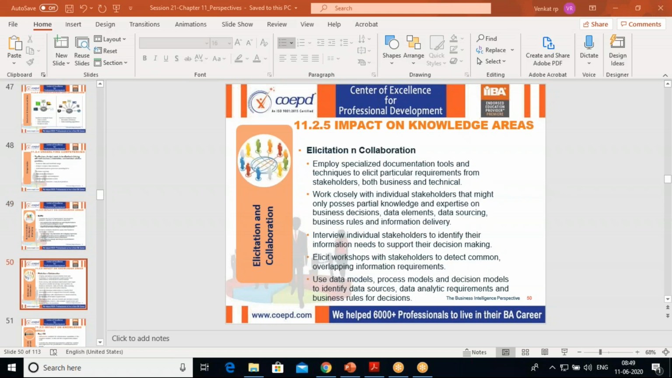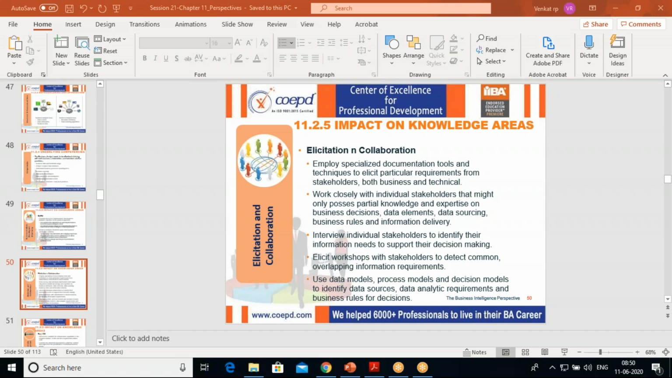Okay, when it comes to elicitation and collaboration, we should understand the documentation tools and techniques we are going to use to illustrate particular requirements from the stakeholders, both business and technical. Generally we will be working very closely with the stakeholders, and these stakeholders will give you knowledge, sometimes partial knowledge and sometimes expertise. Based on it, how decisions are made in the business, and what data elements, data sourcing, and business rules will be impacted because of the stakeholders. You need to understand it.